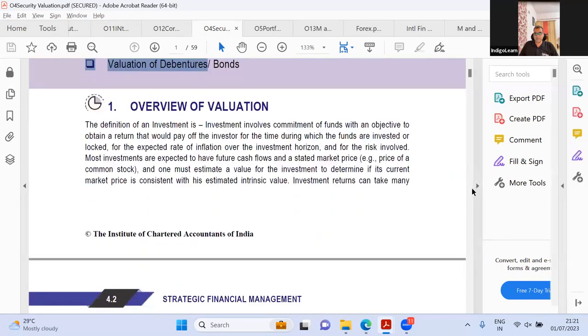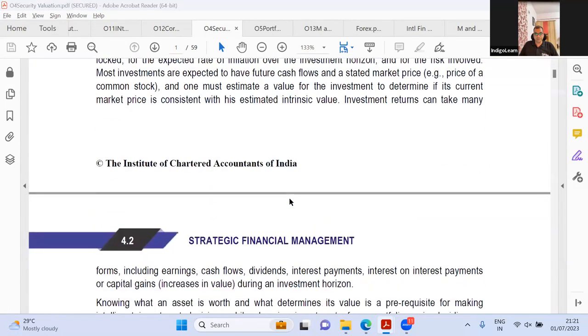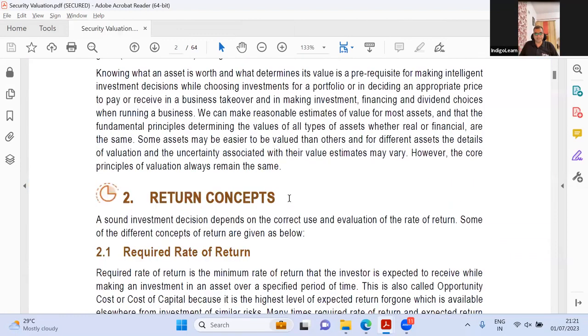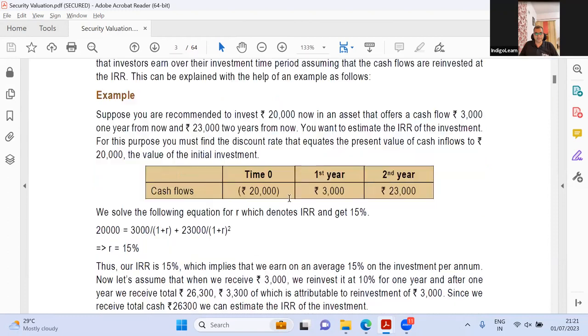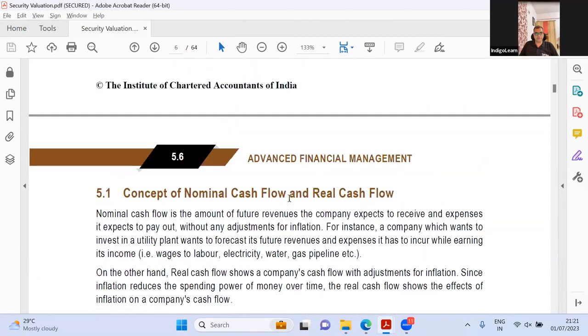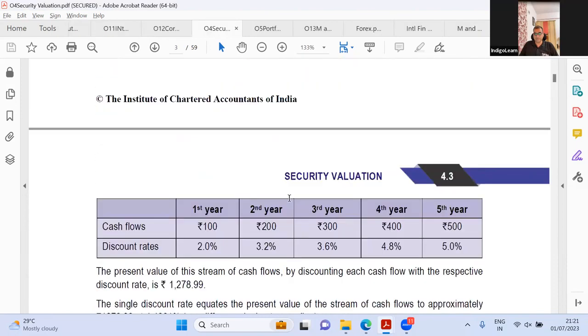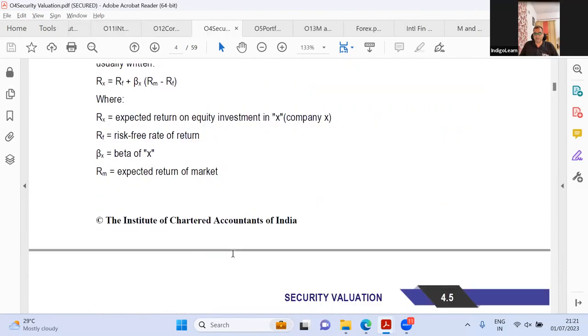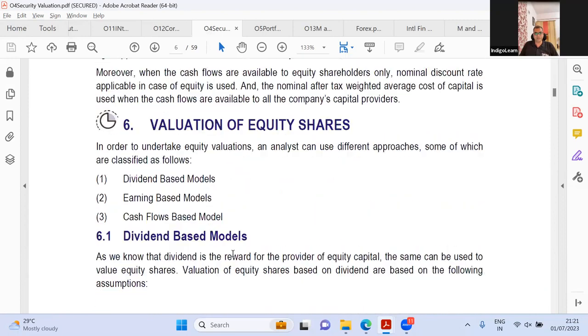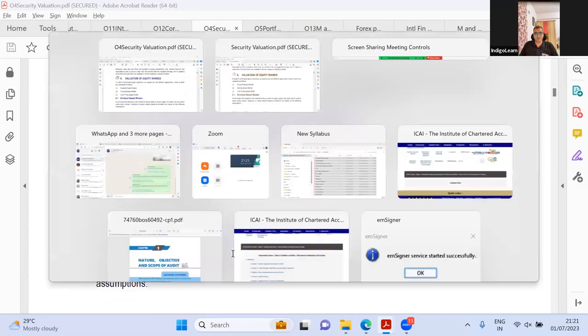Let us come down further and see what all is there. Overview, return concept, this is all pretty much the same. Cash flows is pretty much the same. Equity risk return. I'll actually take you through the old and new comparison. This is number 6, right? Valuation of equity shares. You see here, it is pretty much the same. There is actually no change also.